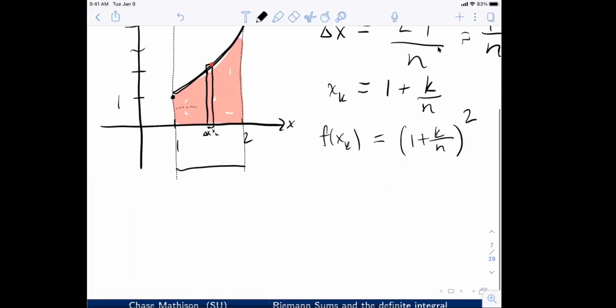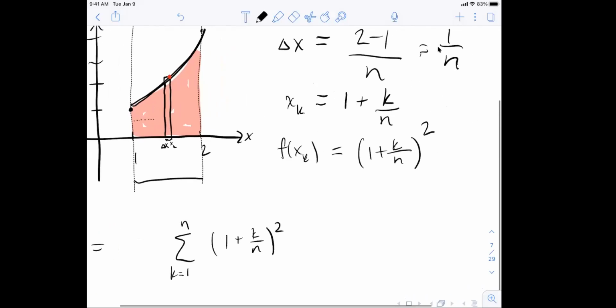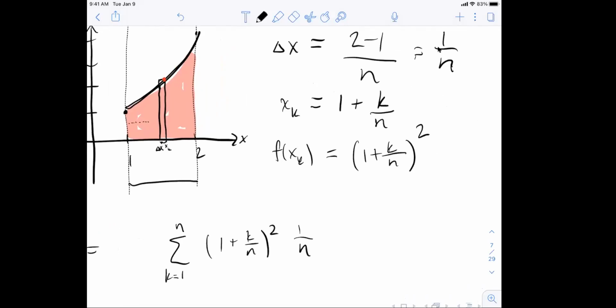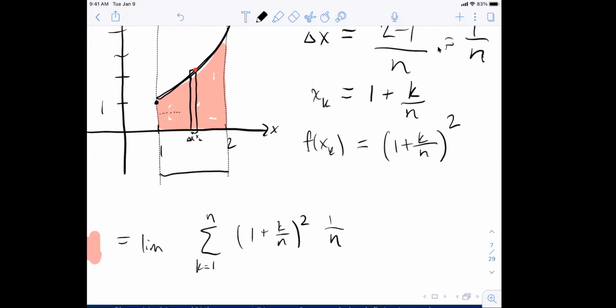So then the area, the red area, is going to be equal to, well, first my approximation is just the sum k equals 1 to n of f of xk, so that's (1 plus k/n) squared times delta x. Well, that's 1/n. There's my approximation, and then I'm going to take the limit as n goes to infinity. Questions on that?